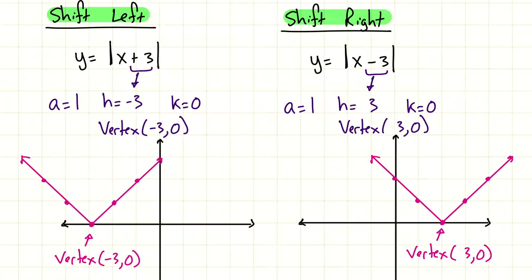Now, why is it to the left? Why is our h value -3 when inside it says x plus 3? I kind of mentioned this before with the parabola. Your original equation says y equals a times the absolute value of x minus h, plus k.